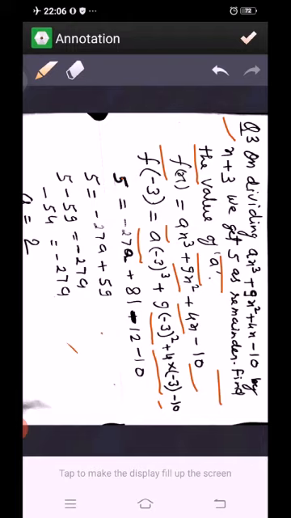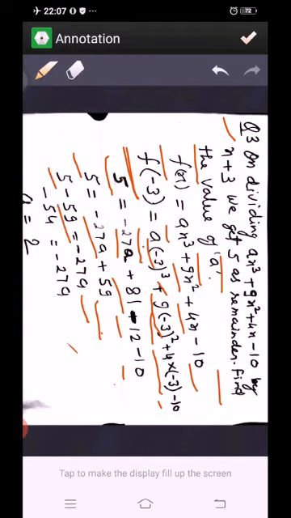Since the remainder is 5, f(minus 3) is the remainder. That means in place of f(minus 3) we will put 5. Remaining this we are getting minus 27a, and this portion we will get 81, plus 4 into minus 3, that is minus 12, and minus 10 as it is. So overall we are getting 5 equal to minus 27a plus 59. So minus 27a equal to 5 minus 59, so we get minus 27a equal to minus 54. A equal to 2. So this is the value of a.